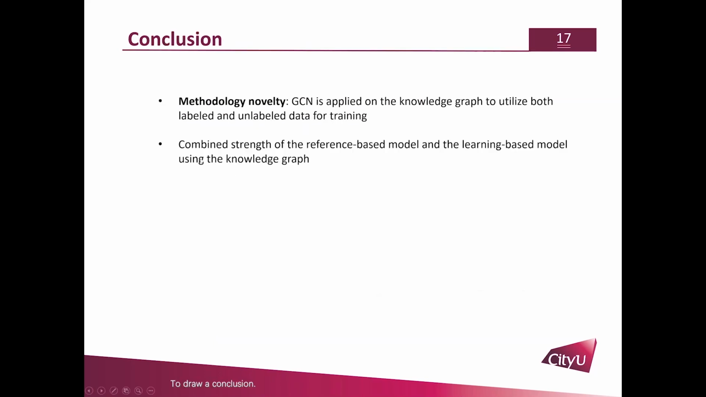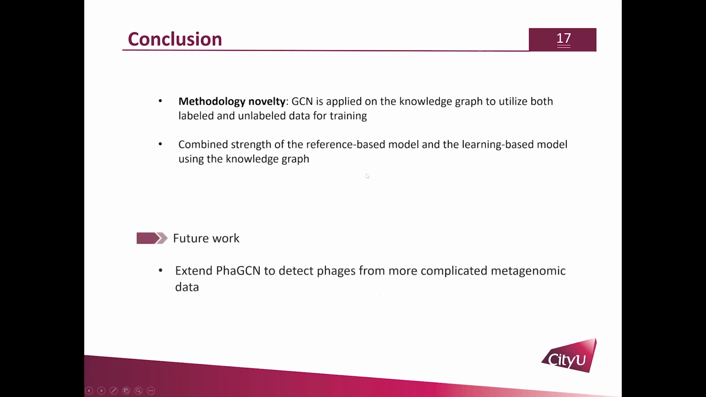To draw a conclusion, first, we construct a knowledge graph and we apply GCN to utilize both labeled and unlabeled data for training. In the construction of the knowledge graph, we combine the strengths of the reference-based method and the learning-based method. Finally, in the future work, we are going to extend phage GCN to detect phages for more complicated metagenomic data.